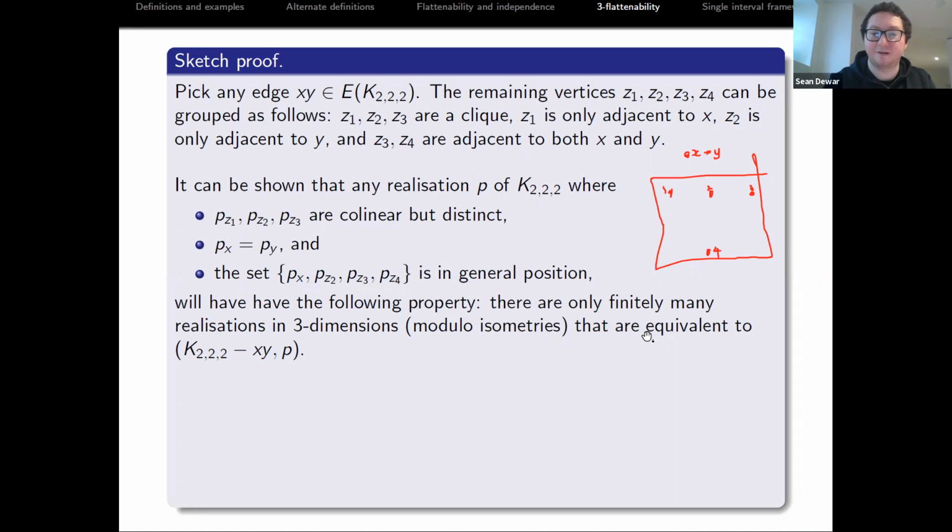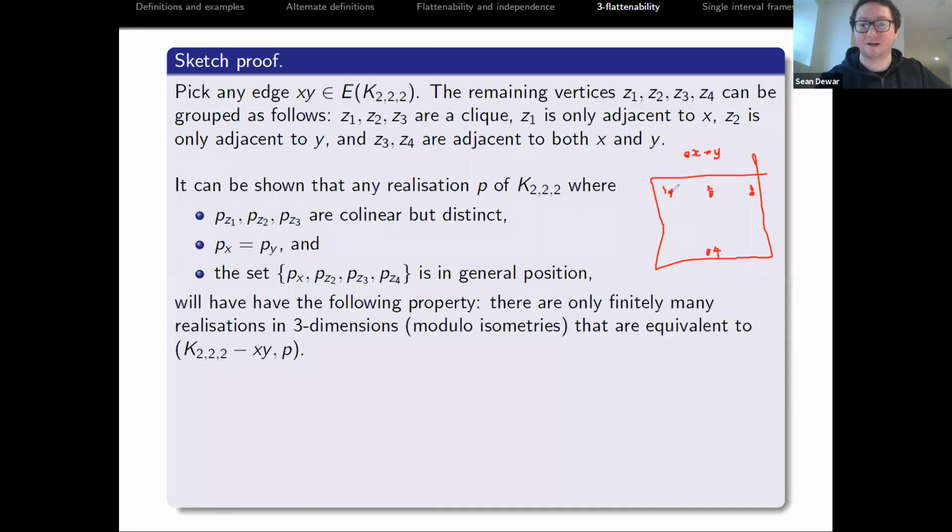What we're going to have is that there's a finite amount of, so this thing has to lie in 3 dimensions, just from how I've done it: 3 are collinear, we have another one that defines a plane, and then the fourth and the fifth, the X and Y, are the same thing. So this thing has to be 3-dimensional. What we notice is that there are only finitely many realizations of this in 3 dimensions, modulo isometries, equivalent to this minus an edge P.